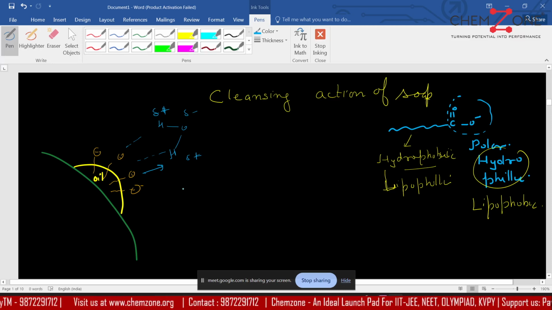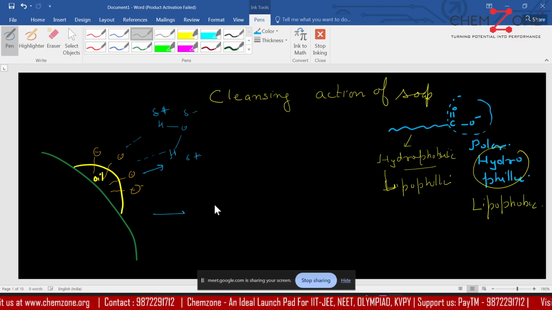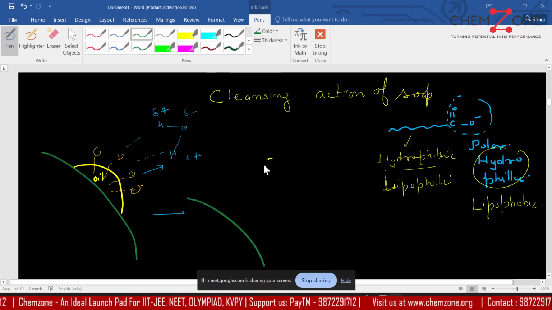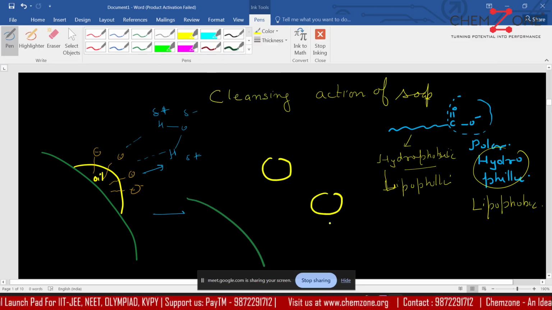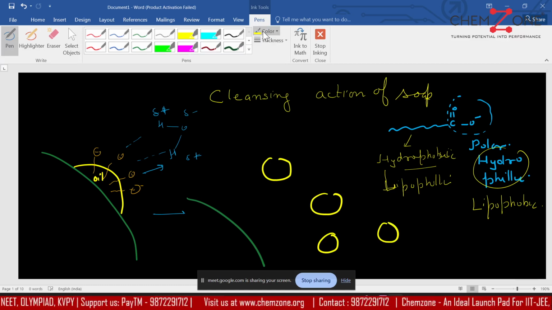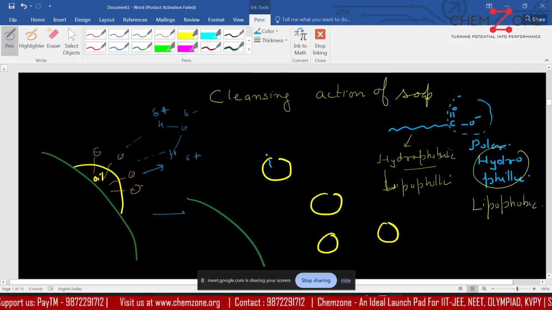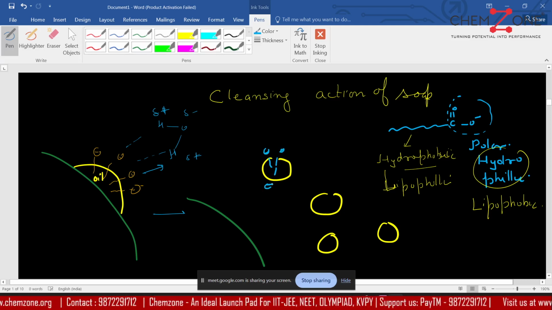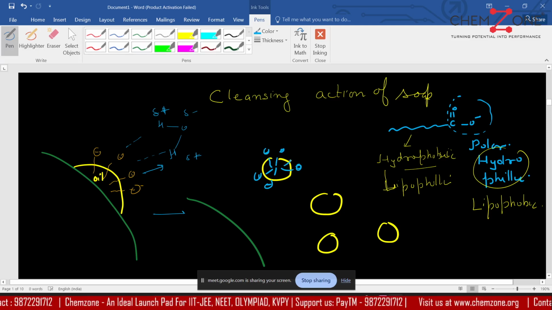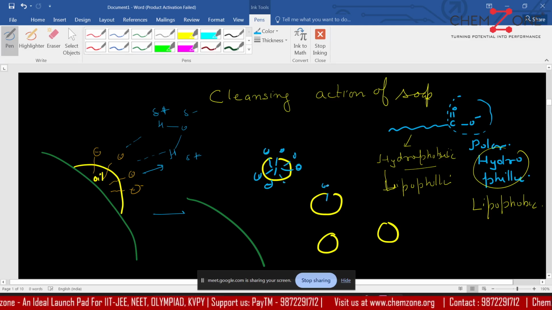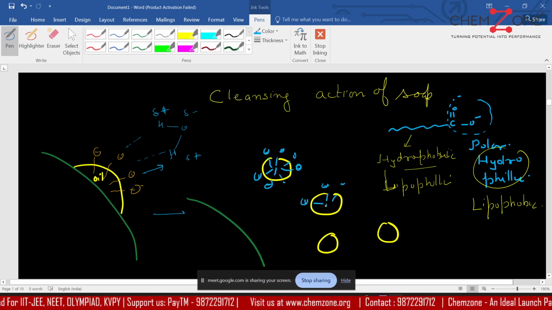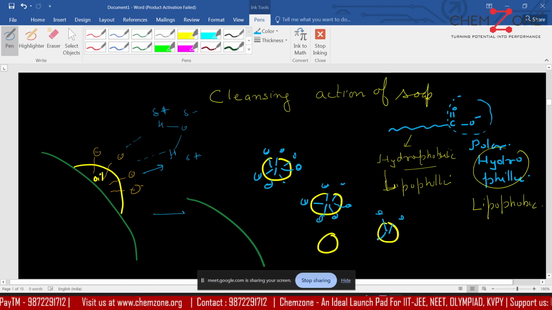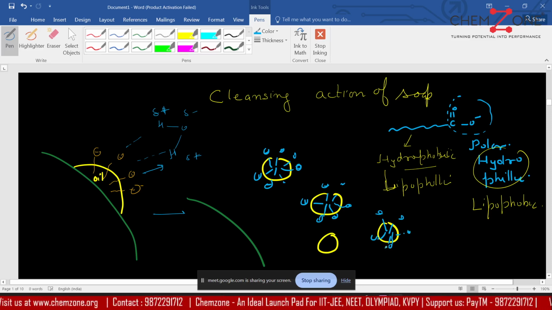Okay, so sir, what happens now? The cloth is here, right? But the oil particles come out like this. In this, what happens here? The polar like this. Okay. Got it. It means the oil dirt has come into the solution now. Any doubt till now?